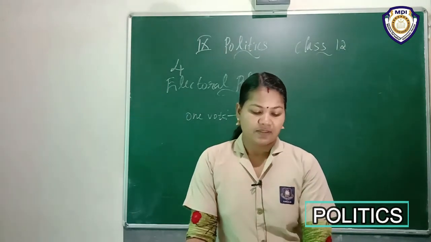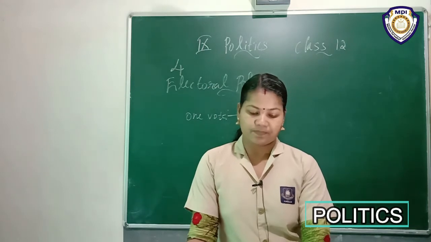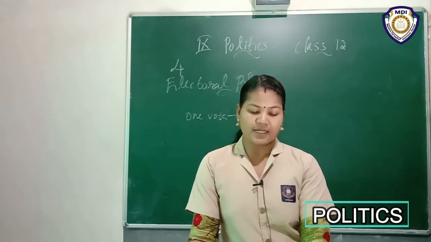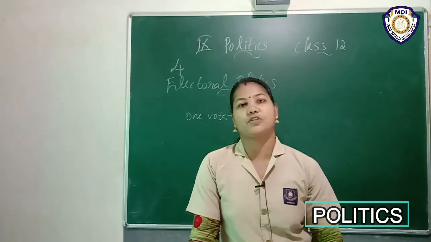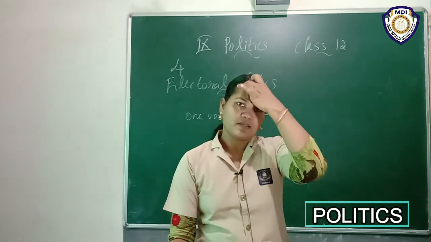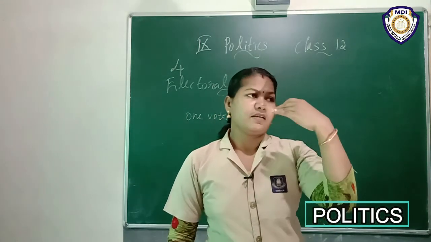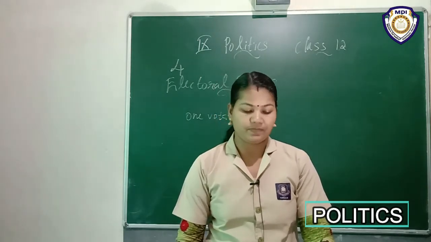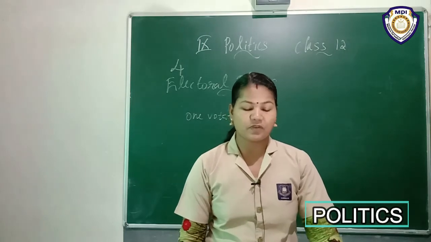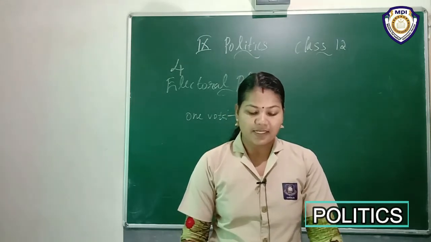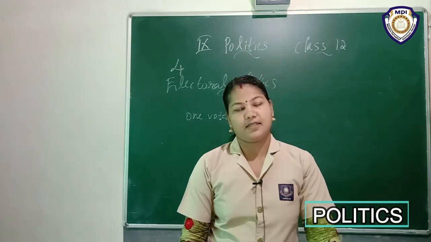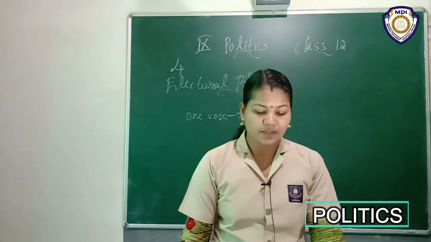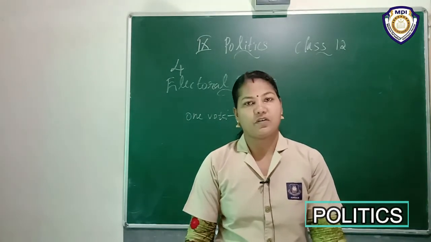The second one: there should be something to choose from. Parties and candidates should be free to contest elections and should offer some real choice to the voters. The first is that one person has one vote with equal value. Then another thing: there should be something to choose from. Parties and candidates should be free to contest elections.